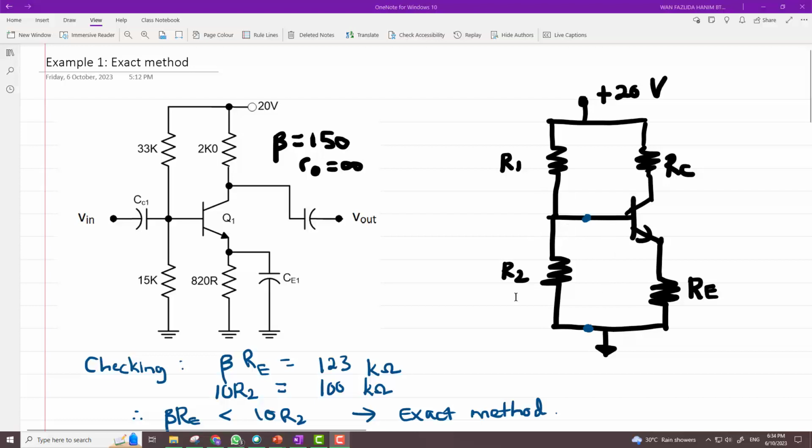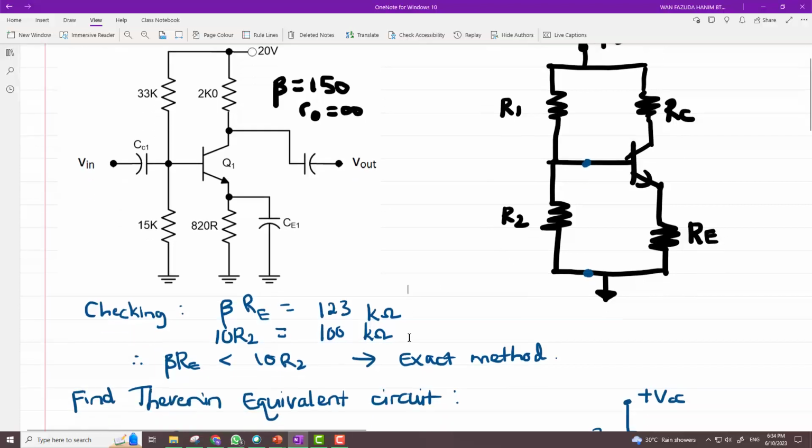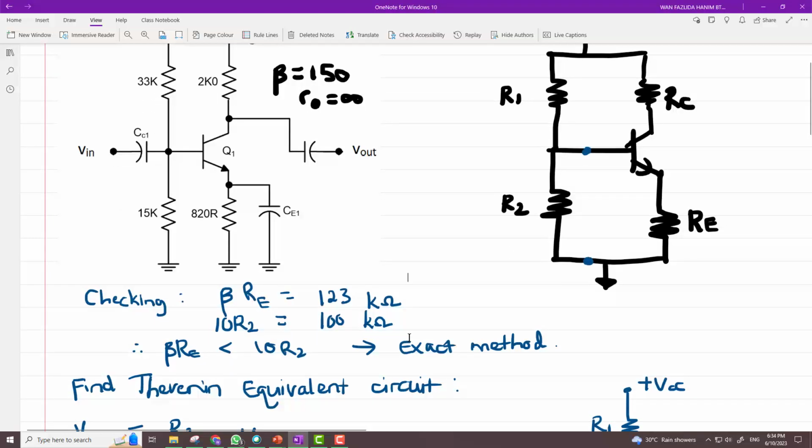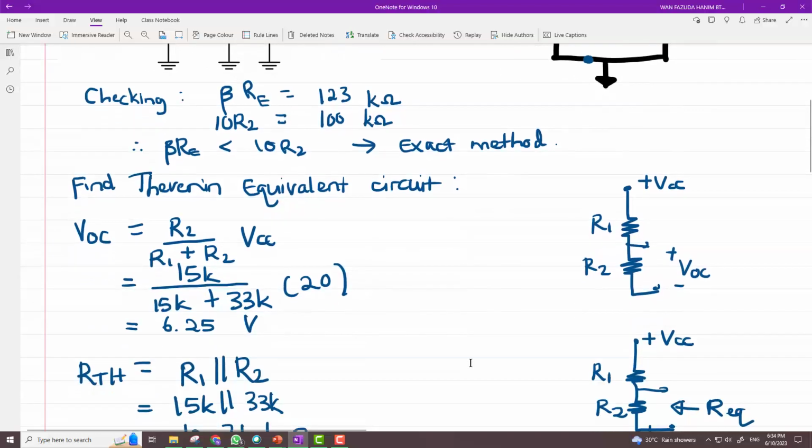Okay, I want to check whether it would be eligible for the approximate method. So checking here, beta RE is 150 times 820, I get 123 kilo ohms, and 10R2 is 100 kilo ohms. So that means beta RE is greater than 10R2. I should not be using the voltage divider rule if I want to be exact. So I'm going to use the exact method. I need to find the Thevenin equivalent circuit.